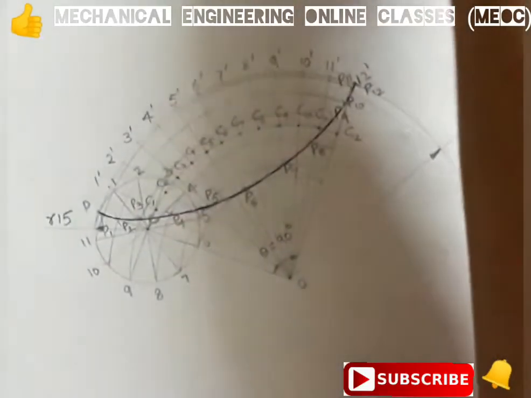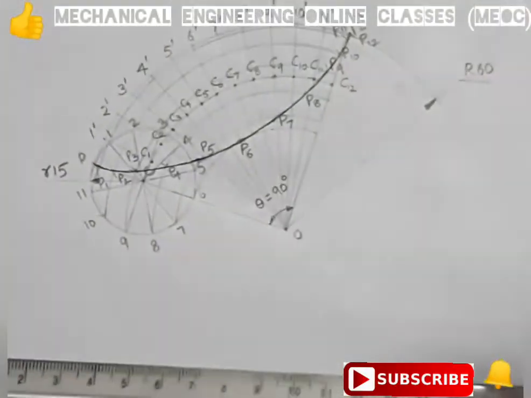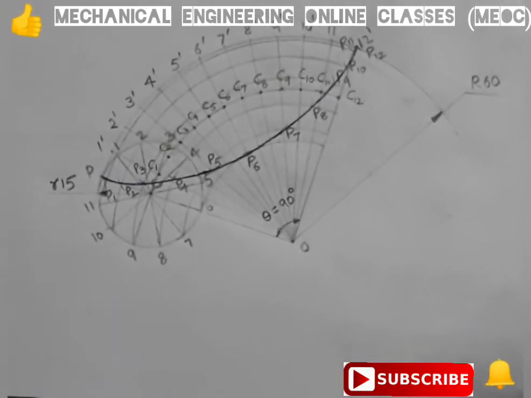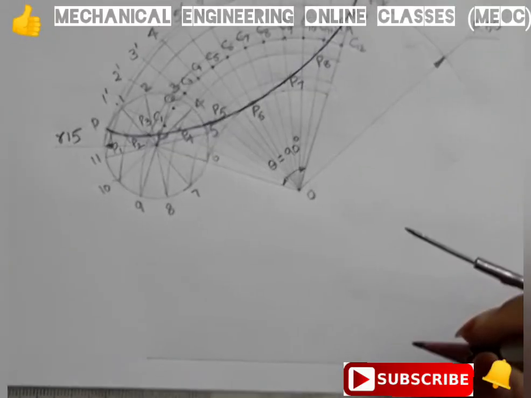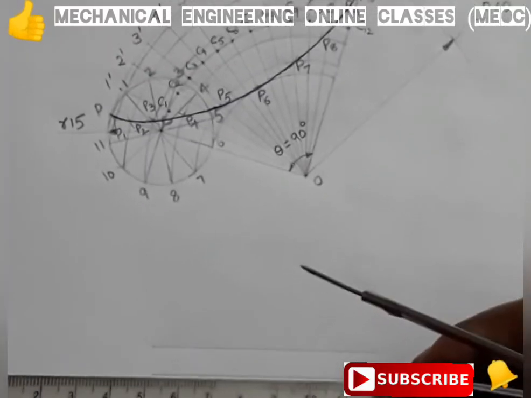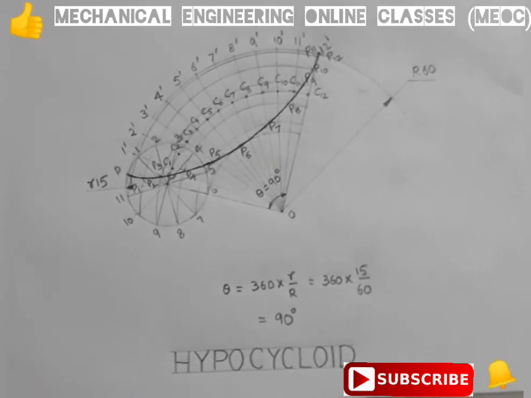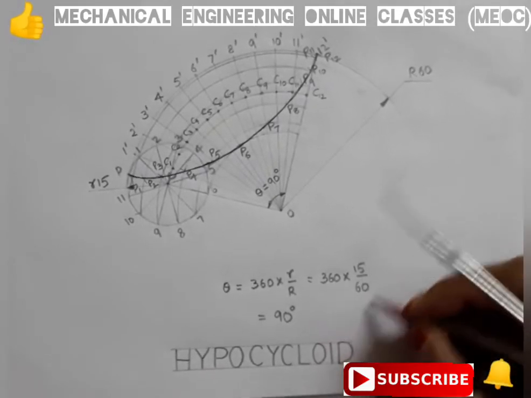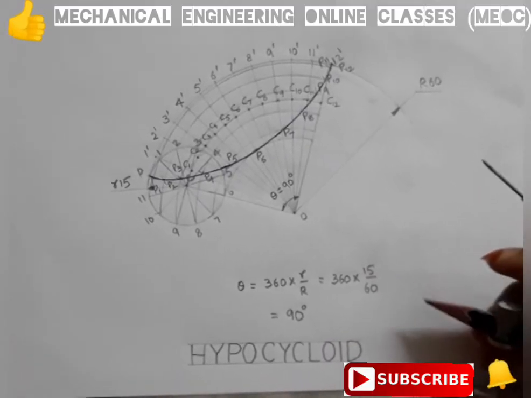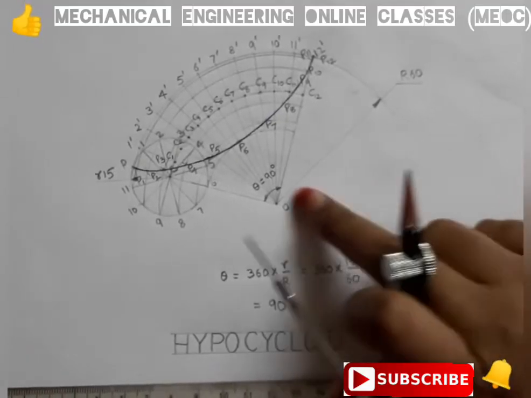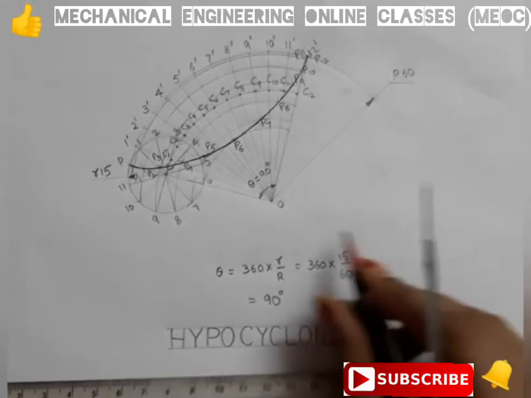So he also asked us to name the curve. So I am writing hypocycloid at the bottom of the figure. Apart from naming the curve as hypocycloid, I have also mentioned the calculations. These calculations are very important to indicate on the chart, because the examiner should understand how you got this 90-degree value. So for his clear understanding, this calculation has to be mentioned.